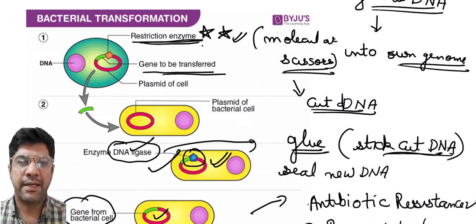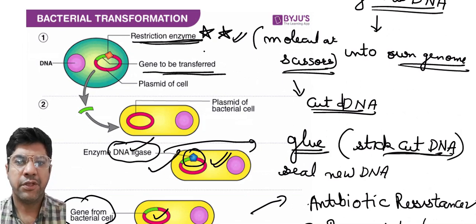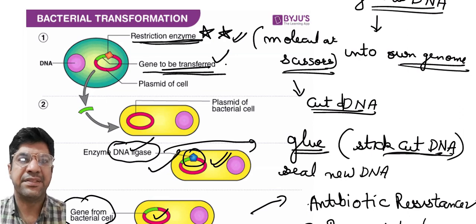So in bacterial transformation, first you need a piece of DNA that you want to put into the bacteria. This DNA usually contains a specific gene or information that you want the bacteria to have. The second step is cutting the DNA.